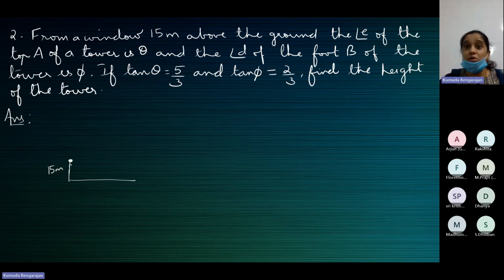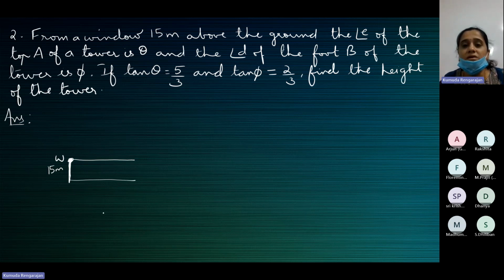You should not draw a window as a line segment. The window is only this one point. This is the window. Then what is this line segment? That's the height of the window, 15 meters above the ground. This is the window, let me call it W. From a window 15 meters above the ground, the observer is here. So this will be the horizontal.